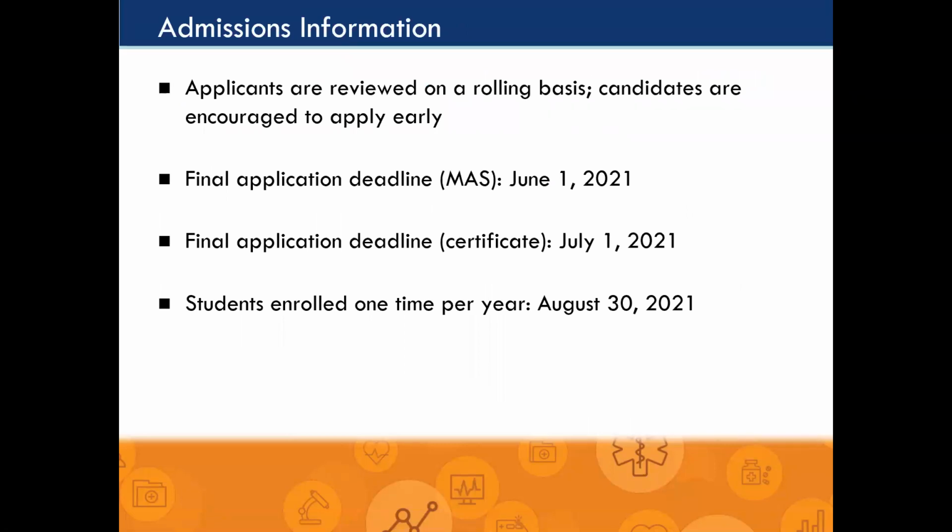Looking over the admissions information, our applications are reviewed on a rolling basis, meaning you do not need to wait until the deadlines posted on this slide to hear back from the committee with your decision. Our applications are now open for the fall of 2021. We do encourage students to apply early so you can receive your decision earlier and start preparing for that upcoming term. The deadline to apply for the master's is going to be June 1st, and the certificate deadline is July 1st. We do only enroll once a year in the fall, so this is important to know if you are excited about this program and are ready to go ahead and apply.